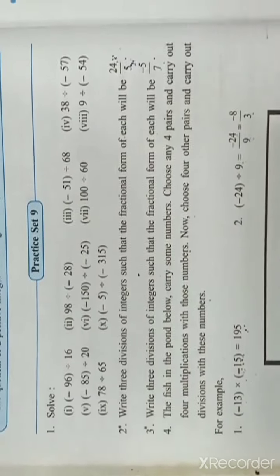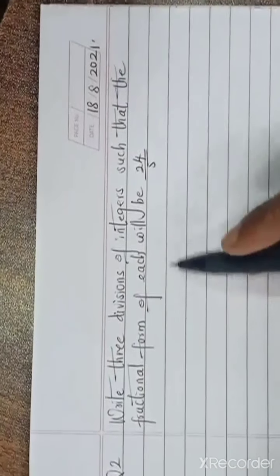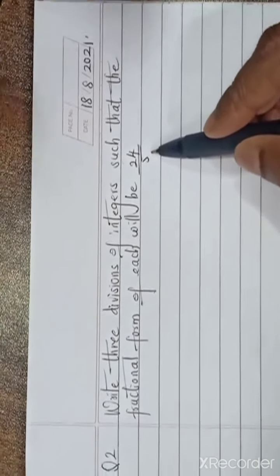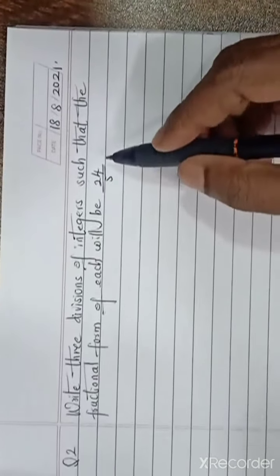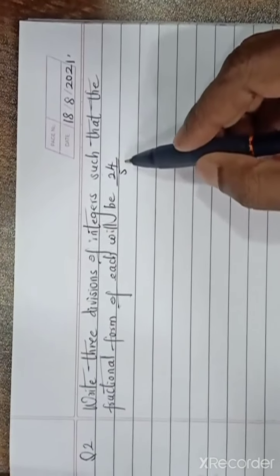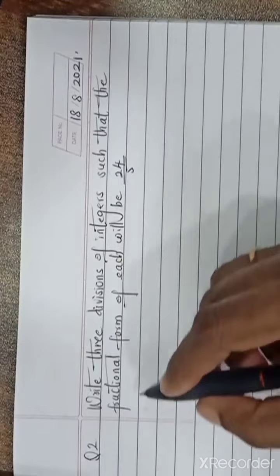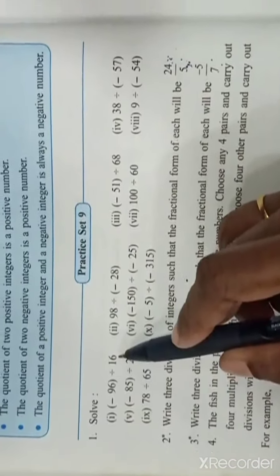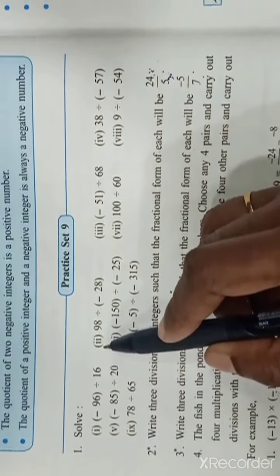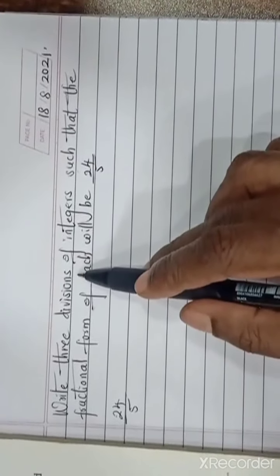Okay, so now we will do in the notebook question number 2. Here the given fraction value is 24 upon 5. So we will find out the 3 divisions of integers by multiplying the same number with numerator and denominator. Now here I will write 24 upon 5, which is in fraction form. If you observe in practice set number 9, question number 1, the division form was given and we did the answers in the fraction form. Here the fraction form is given, we have to find the answers in the division form.